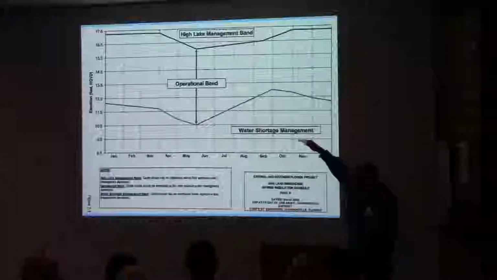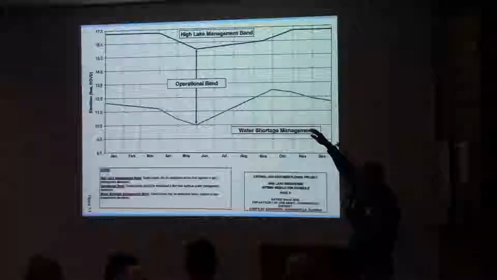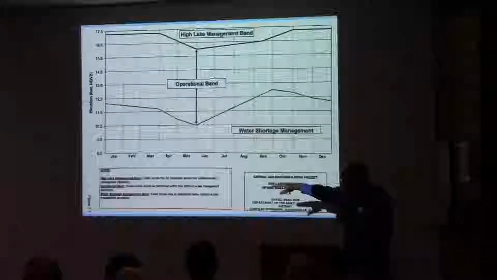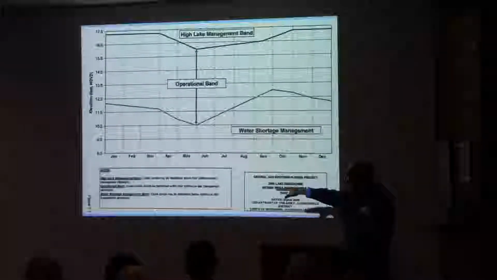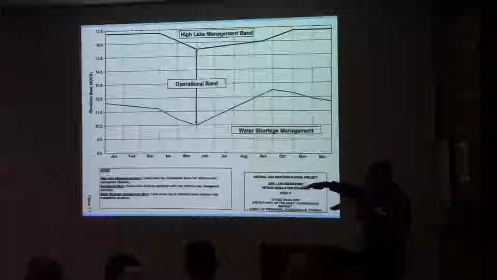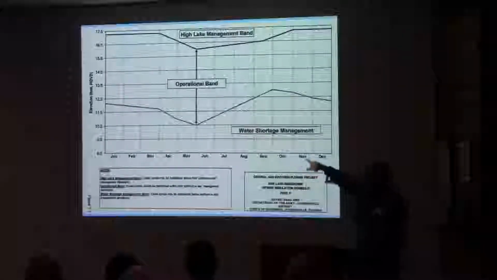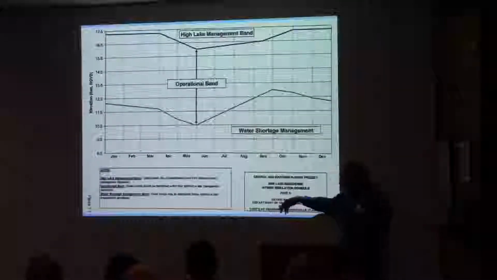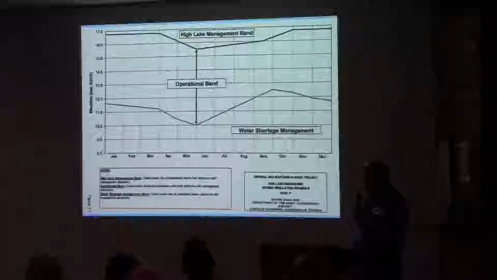Flood management band, where the canals are maintained above their optimum level, because we've got to get rid of water. The operational band is where they can be maintained within the optimum management level in these canals. And the water shortage band is below that, where they might be maintained below those levels.